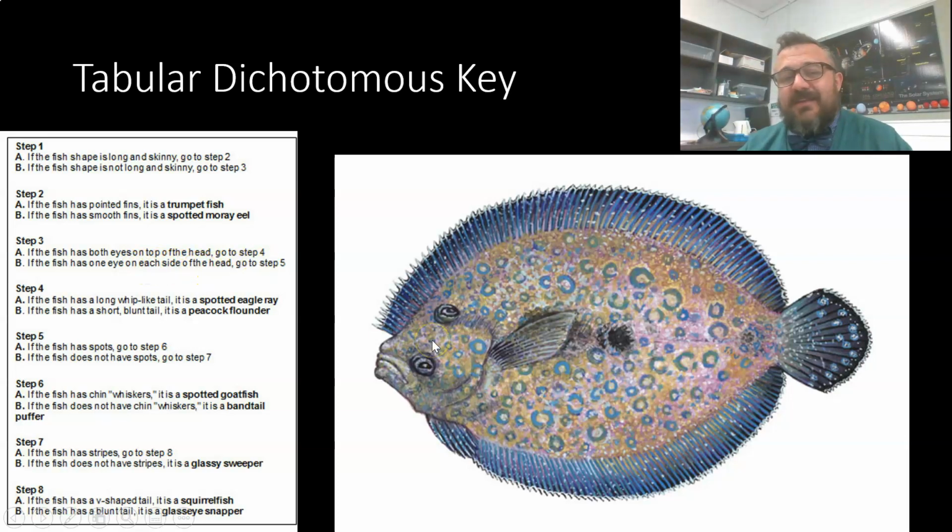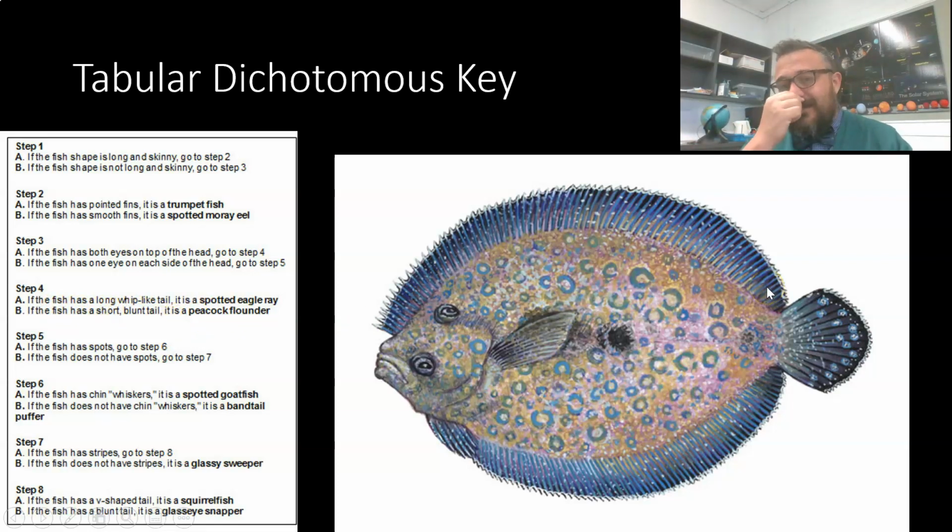I like this one because it looks particularly goofy, and both of its eyeballs are on the same side of the head, and that's pretty funny to me. But the fish has both eyes on top of the head, go to step 4. If the fish has a long whip-like tail, it's a spotted eagle ray. Nope. If the fish has a short, blunt tail, it is a peacock flounder.